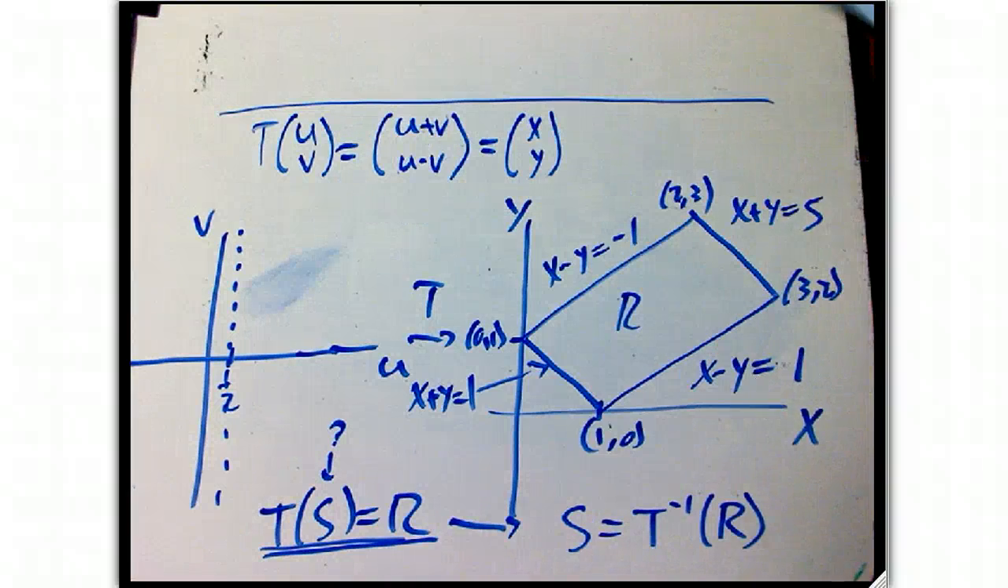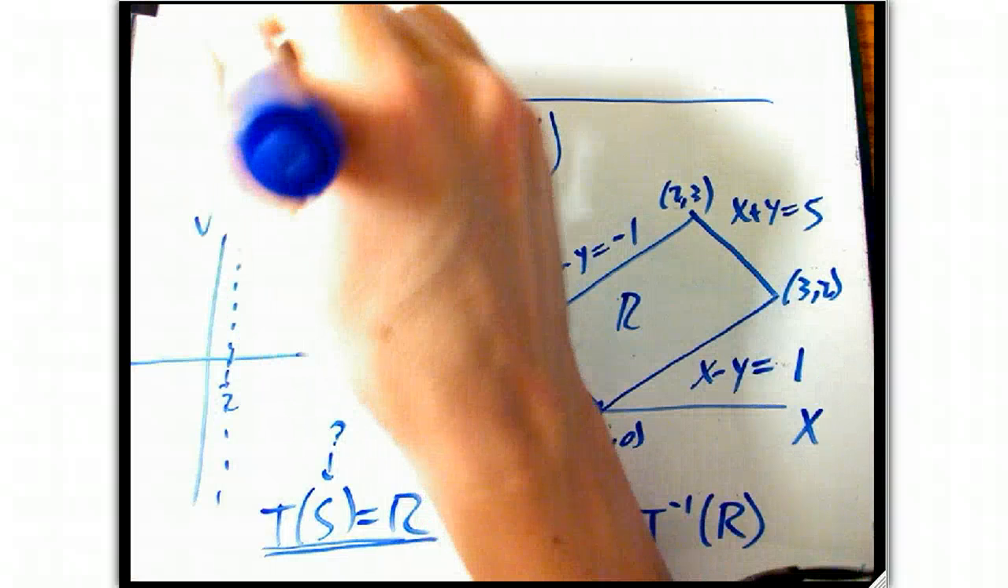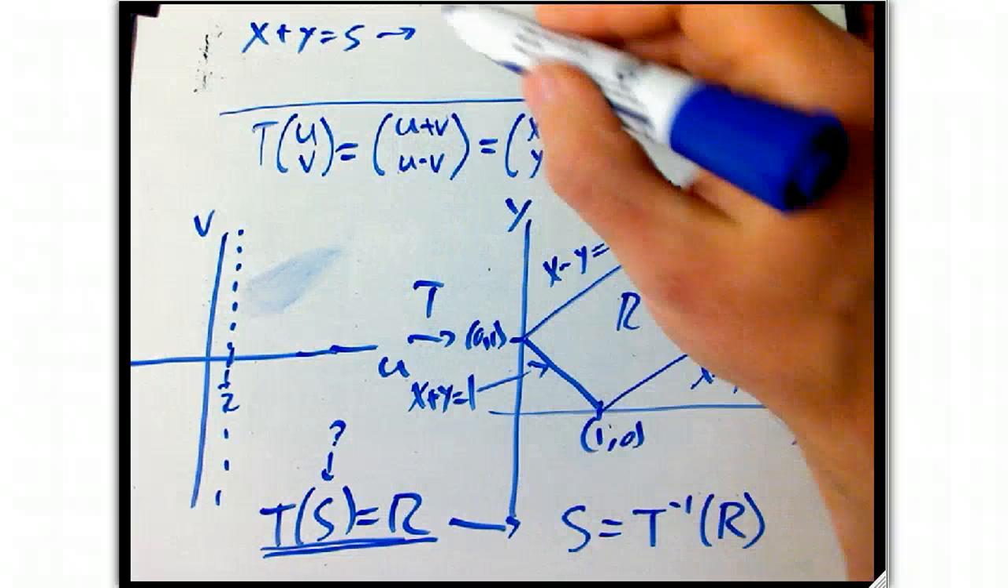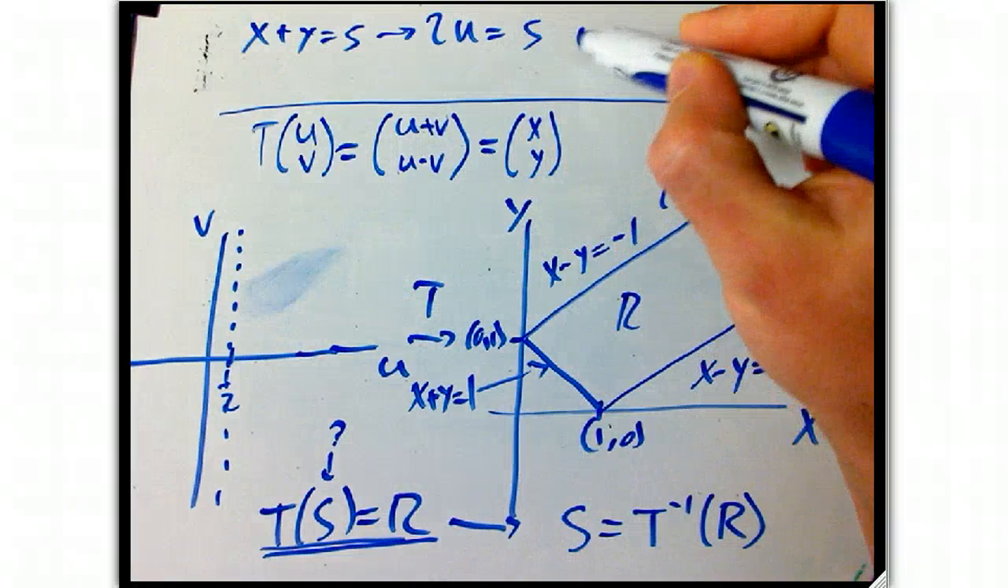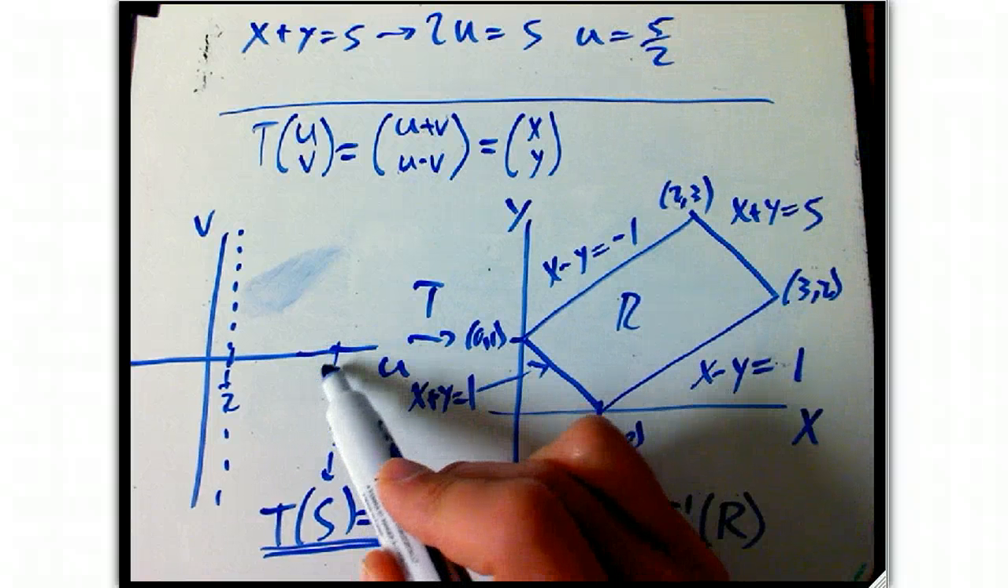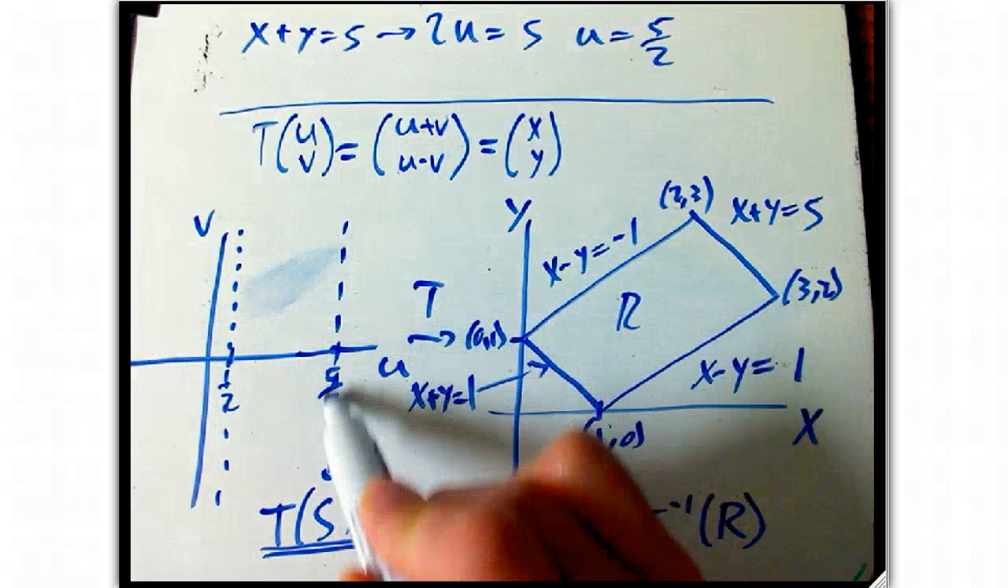Now I erase my workspace here. What about x plus y equals 5? Well, that's very similar. Okay, you add these together, you get 2u equals 5, so u equals 5 halves. Okay, and so over here at 5 halves, we get this guy.